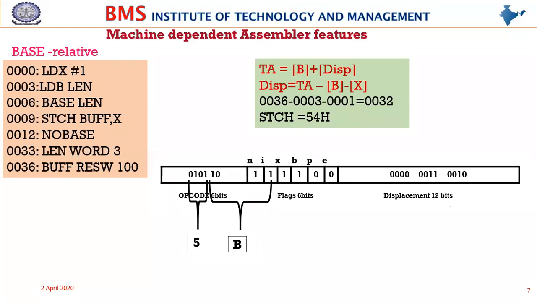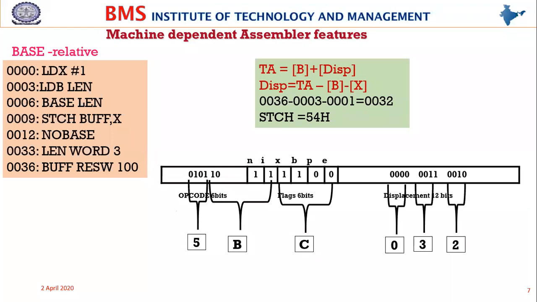And when we group the next 4 bits, we get C, 1100, and then 0, 3, 2 for the rest of the bits. So the object code is going to be 5BC032 hexa, right? So this is the way the PC relative and base relative addressing modes need to be assembled, and we have a program example also for that. We're going to see the program example.